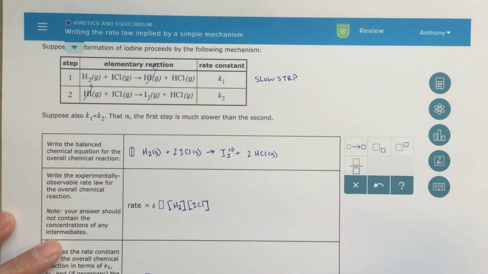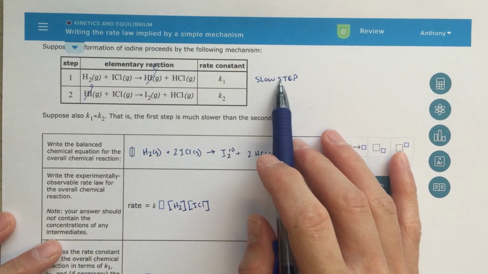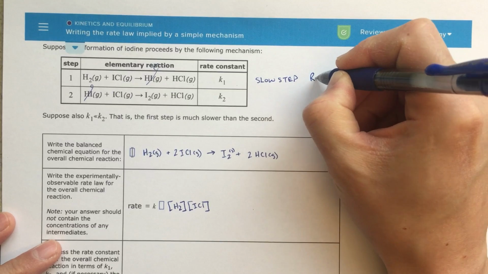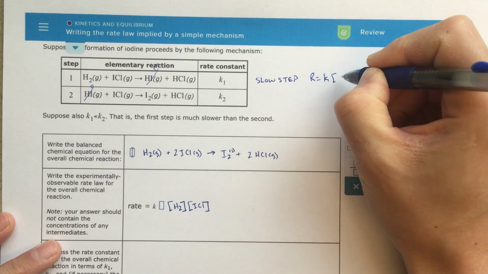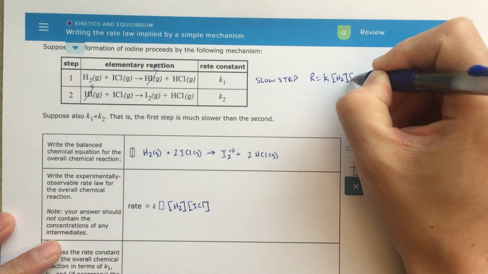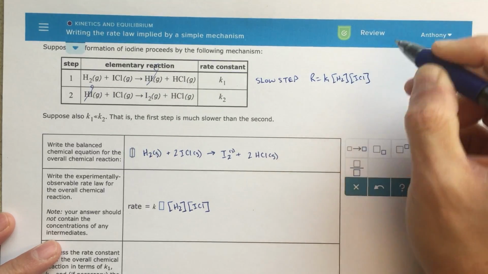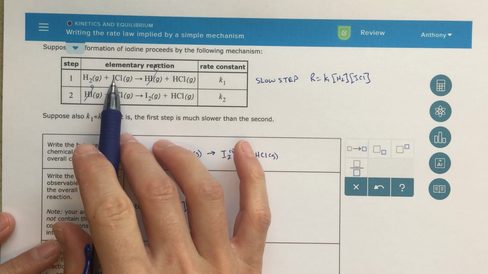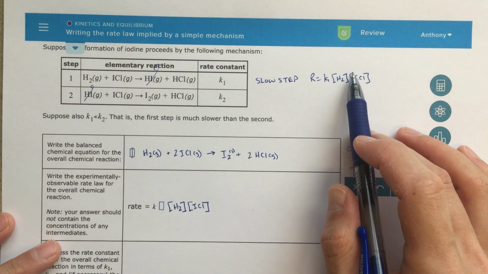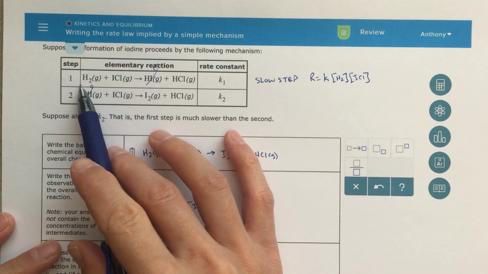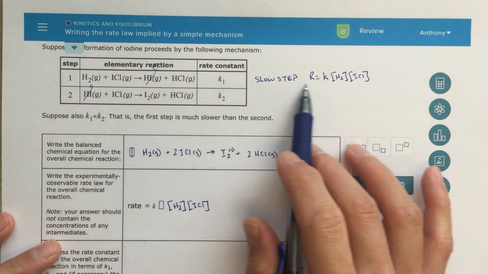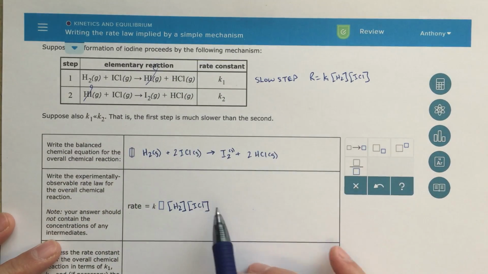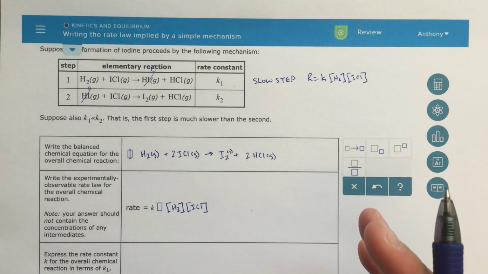And the way that I know that is because the slow step is this first step. So the rate of this slow step would be equal to R equals K1 times H2 times ICl. That's going to be the rate for this elementary reaction, because this is an elementary reaction, I know that the exponents here are 1s because the coefficients are 1s. And then since this is the slow step, the rate of this slow step is going to be equal to the rate of my overall chemical reaction.